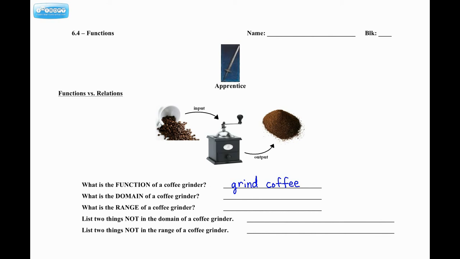All right? What is the domain of a coffee grinder? Well, when we think about domain, those are the x values. Those are the independent numbers. Those are all the values that we can choose. So with the coffee grinder, the domain is what can go into the machine. Okay? Well, coffee beans. That's the input. The domain is coffee beans.